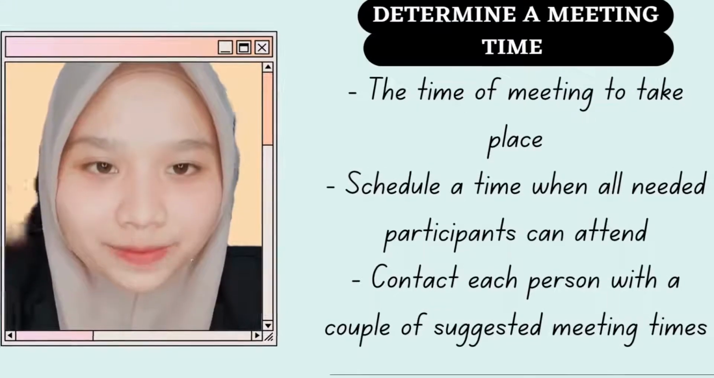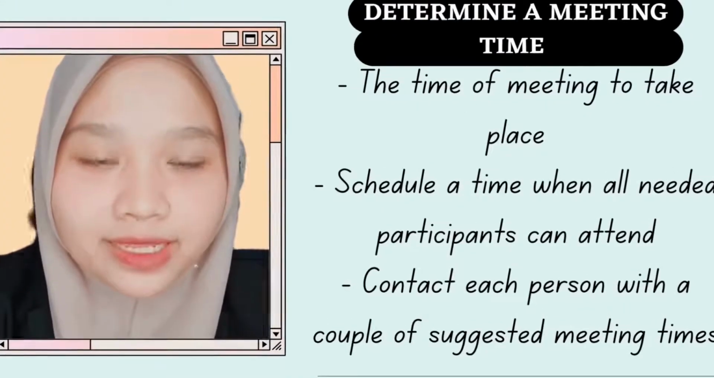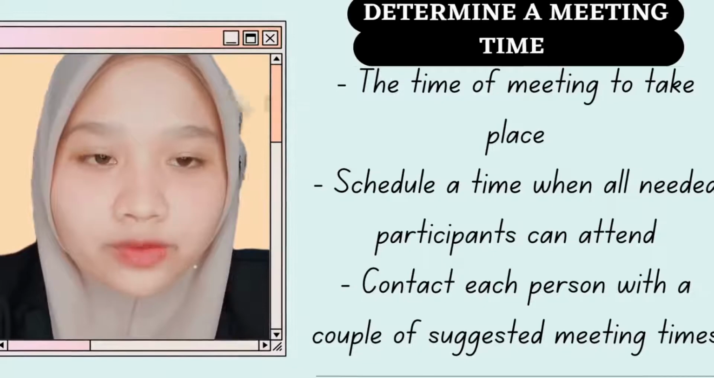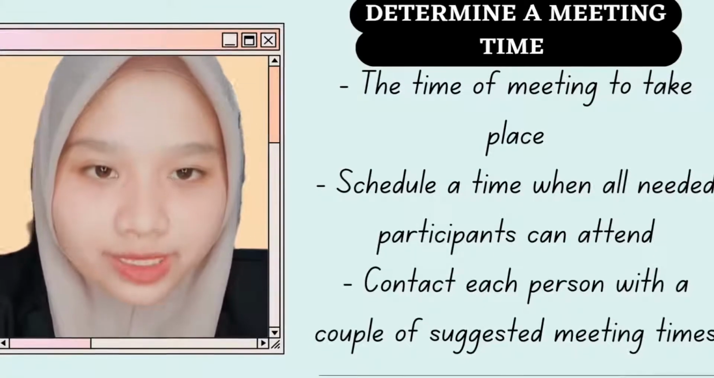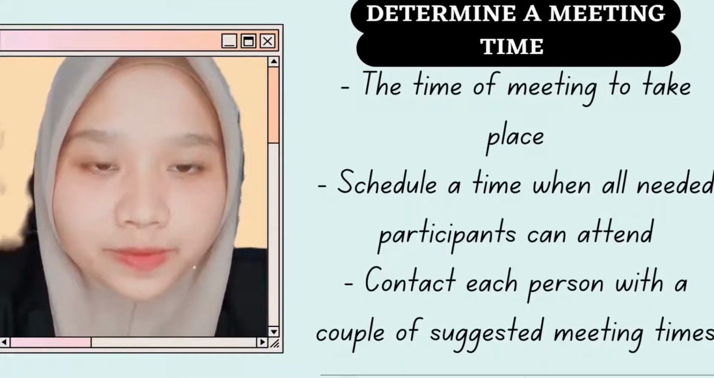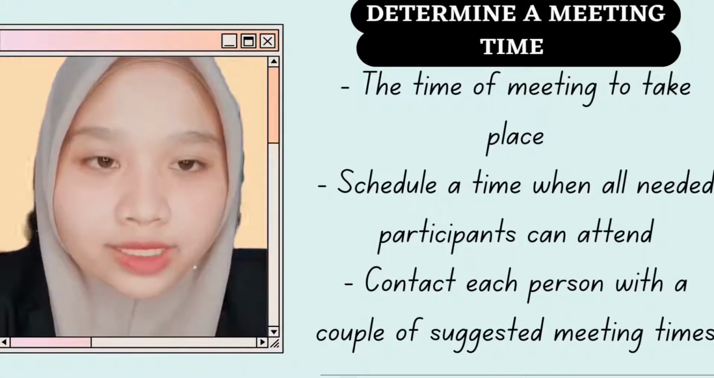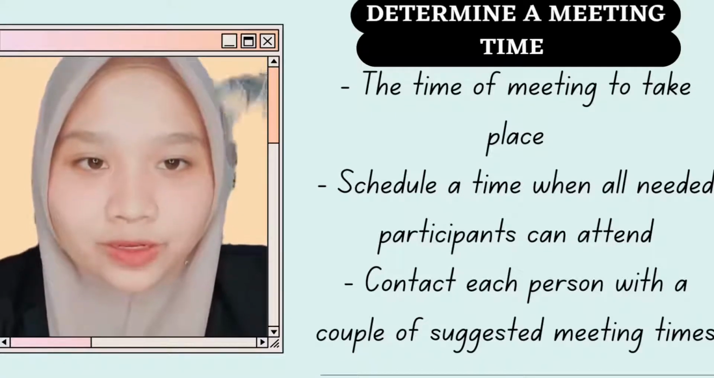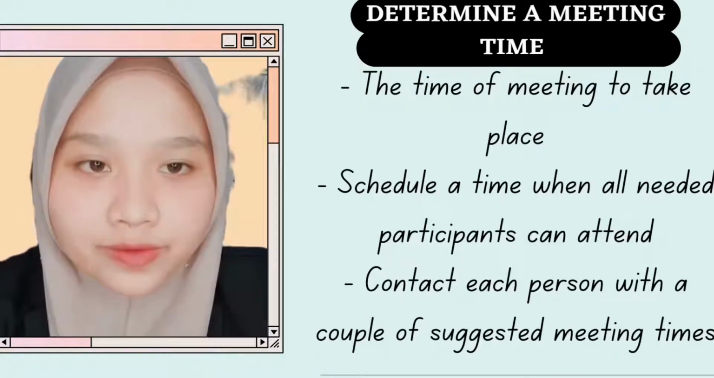Determine a meeting time. Before we decide when the next meeting is, we have to notify them well in advance so that every participant will know that they have to attend the meeting and put in an effort to reach it. You can also contact them and inform them with several ideas of times when all participants are available to attend the meeting.